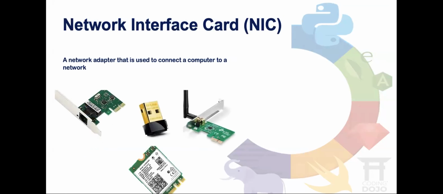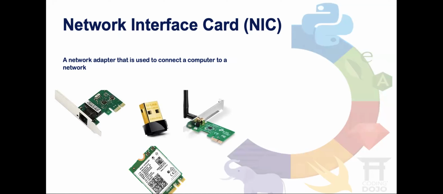All right, so the first network device we are going to look at is a network interface card. A network interface card is basically an adapter that is used to connect a computer to a network. That is its function. This works on the physical layer of the OSI model.